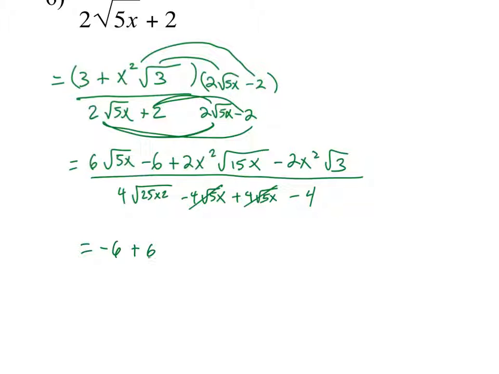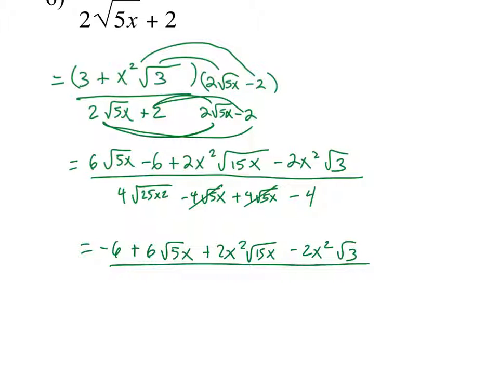Let's rearrange. I'm going to write that 6 first. 6 square root of 5x plus 2x squared square root of 15x minus 2x squared square root of 3, everything divided by... Remember that this right here becomes 5 absolute value of x. So my denominator is going to be 5 absolute value of x minus 4.